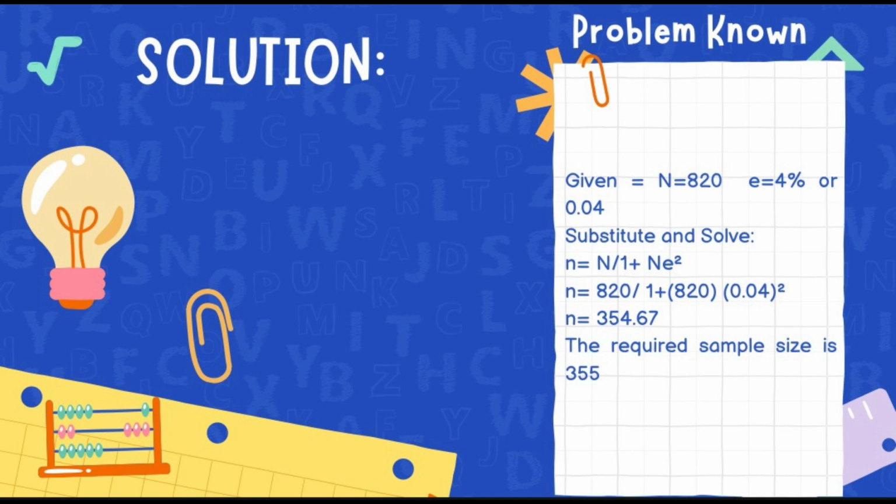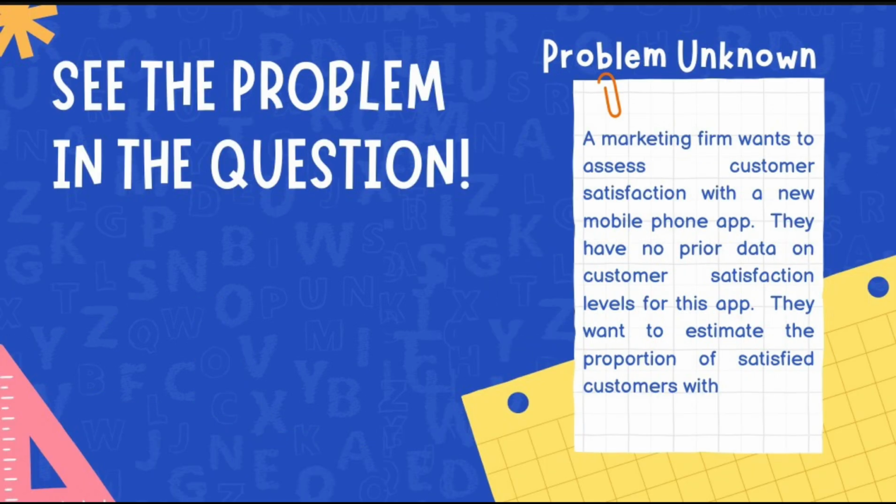Second is substitute and solve. Sample size n is equal to population size N divided by 1 plus N multiplied by the margin of error squared. So n is equal to 820 divided by 1 plus 820 multiplied by 0.04 squared. So the answer will be 354.67. But always remember that the answer should be a whole number. So the final answer is the required sample size is 355 customers. Since we're done with the problem known, let's proceed to the problem unknown.